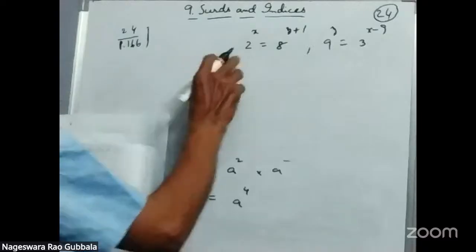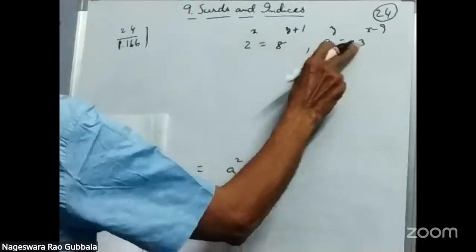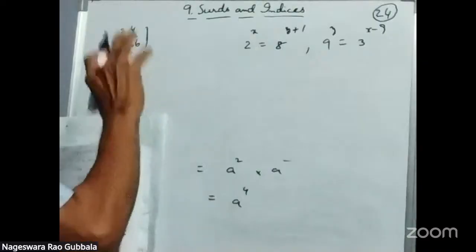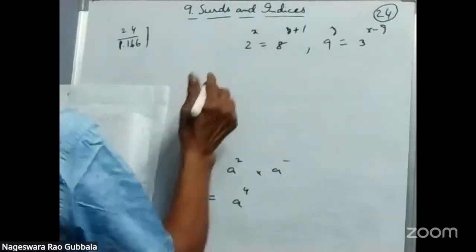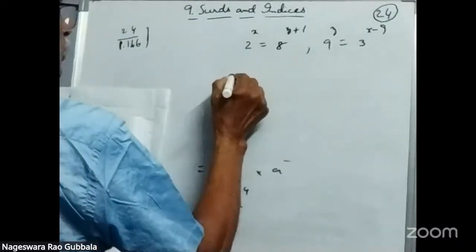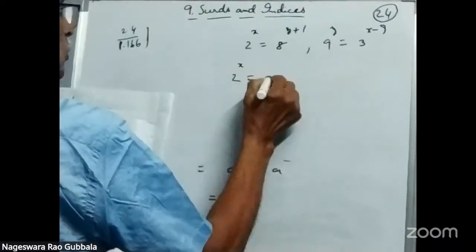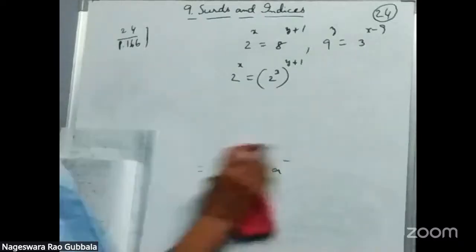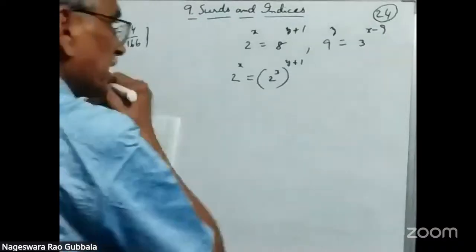See, always try to compare the bases. Here 8 can be expressed as 2 cubed, and here 9 can be expressed as 3 square. So, likewise, you can compare indices. That is the way of solution in surds and indices. First equation, first relation: 2 to the power of x is equal to... they are separate. From this obtain one relation between x and y.